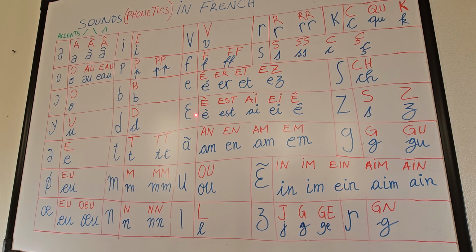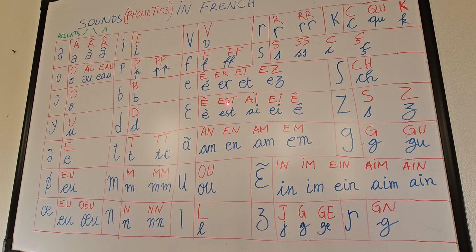Now the sound è. That's the phonetic, that's how you write it. You see here e with the grave accent. It starts from the top left, coming down to the bottom right. That's the grave accent. It sounds è.